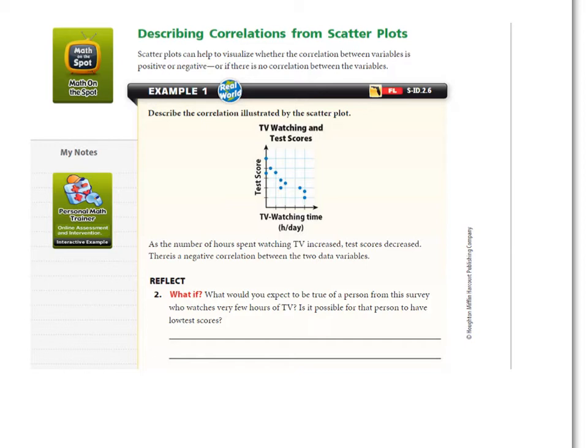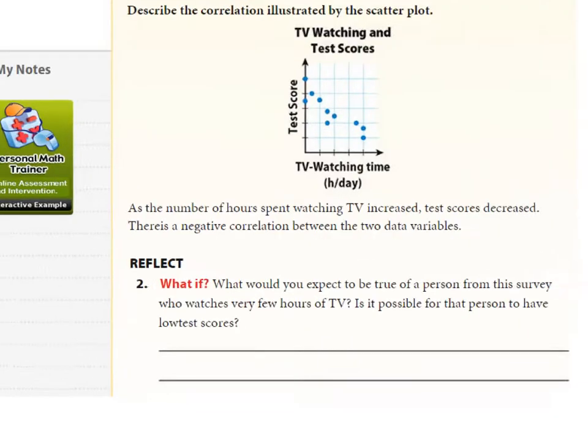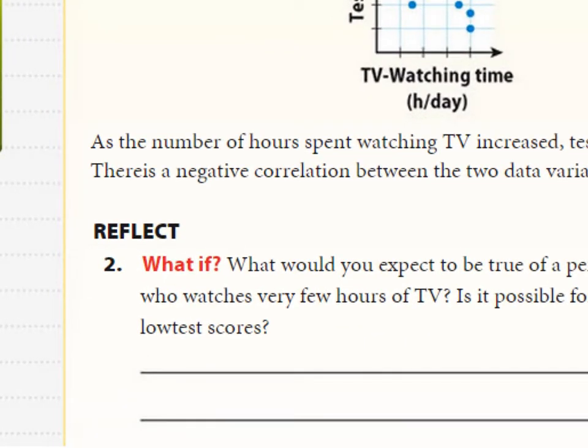So question 2 says, based on that, what would you expect to be true of a person from this survey who watches very few hours of TV? And is it possible for that person to still have low test scores? So come up with a conclusion in your groups and then unpause. The expectation based on the scatter plot is that the person who watches very few hours of TV would have high scores.